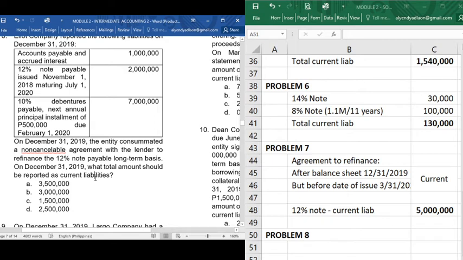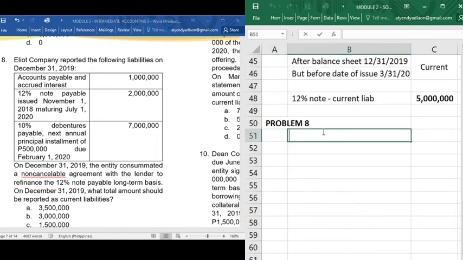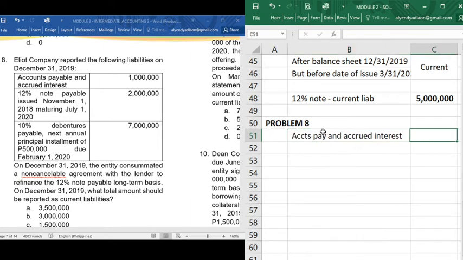Question: what total amount should be reported as current liabilities? Elliott Company reported the following liabilities on December 31, 2019. First, accounts payable and accrued interest. Of course, this is a current liability. Accounts payable and accrued interest, that is a current liability.